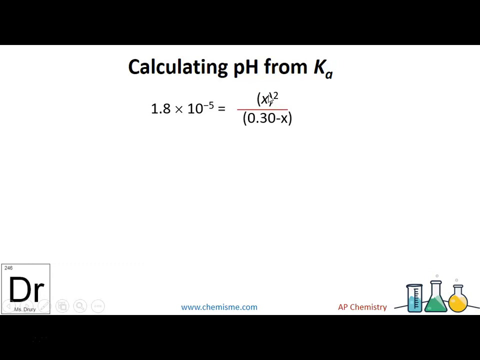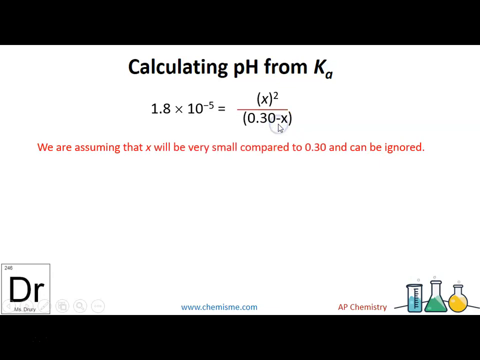But if you remember from the last unit in equilibrium, we usually try to find ways to avoid doing any type of quadratic. And the way that we're going to do that here is, since the Ka is particularly small, we can say that the x is going to come out pretty small. And so if the x is really small, it probably won't really affect the 0.30 number. In that case, we're going to avoid the minus x, not the x squared because we need an x somewhere, but the minus x, the change is going to be really tiny because the Ka is really tiny.